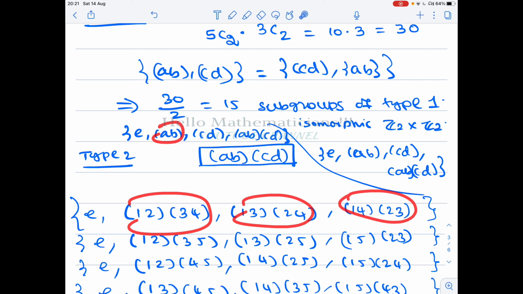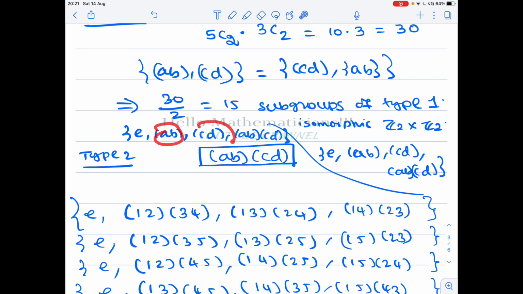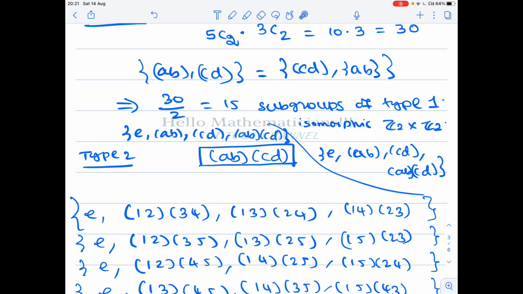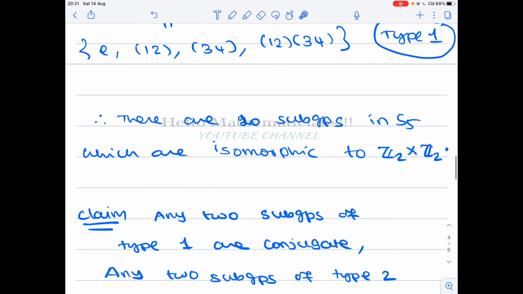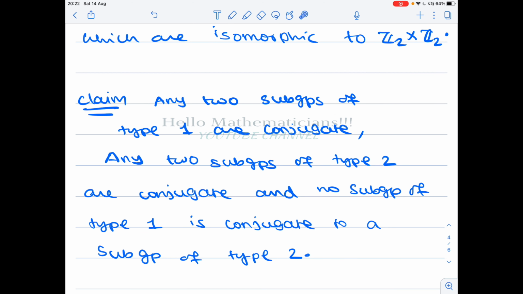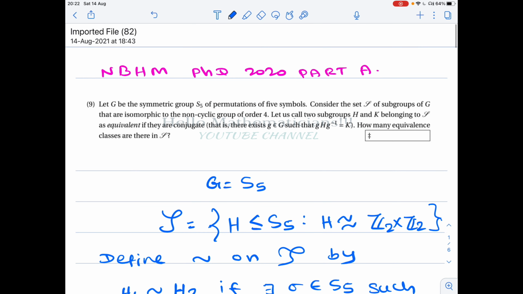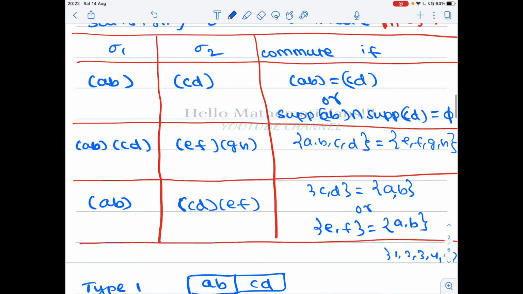Okay. Here you have only one 2-cycle. So these elements and these elements have different cycle decomposition. Therefore, this subgroup cannot be conjugate to this subgroup. So a type 1 subgroup cannot be conjugate to type 2. But we claim that any two type 1 subgroups are conjugate and any two type 2 subgroups are conjugate. So the final answer will be there are only two conjugacy classes. Okay. So let's just write the answer. So the answer is 2.